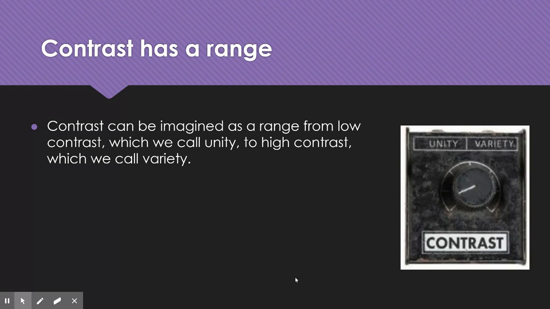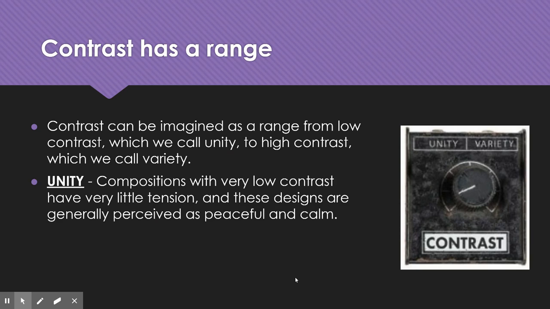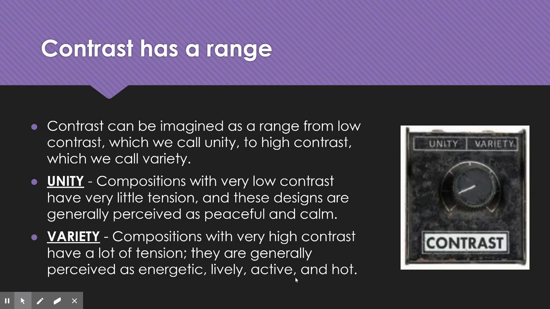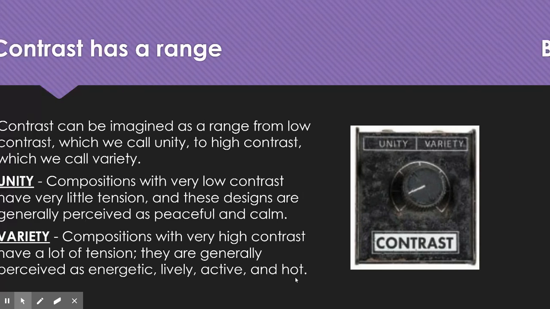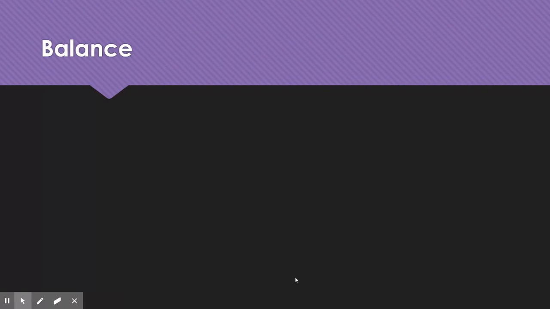Contrast can be imagined as a range from low contrast, which we call unity, or high contrast, which we call variety. So let's take a look at some different pieces. Unity, low contrast, has very little tension. It's easy to deal with and generally calming in nature. Variety is going to be this high contrast, energy. It's going to be lively. It's going to be very hard to focus sometimes. So keep that in mind when dealing with your different types there.